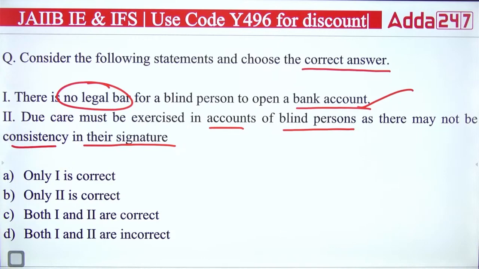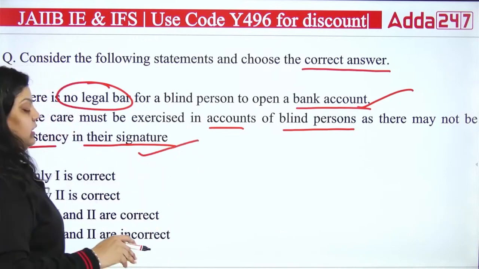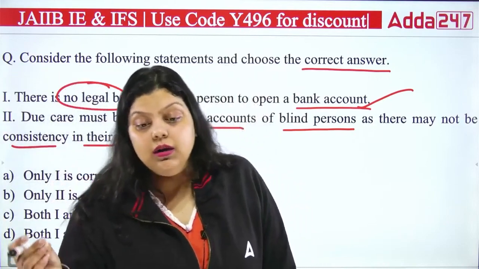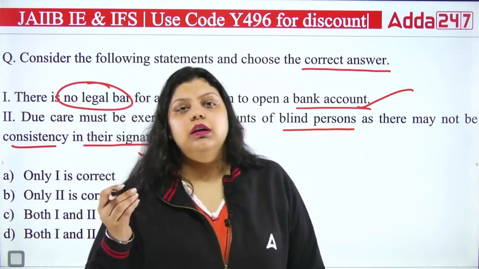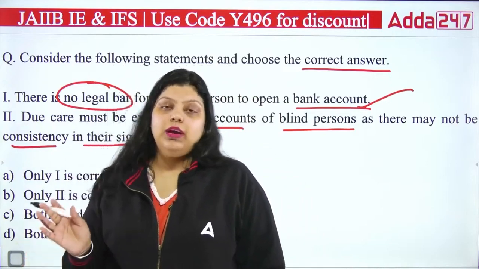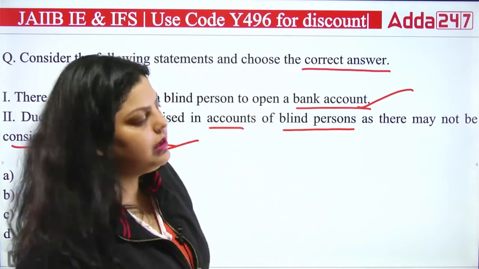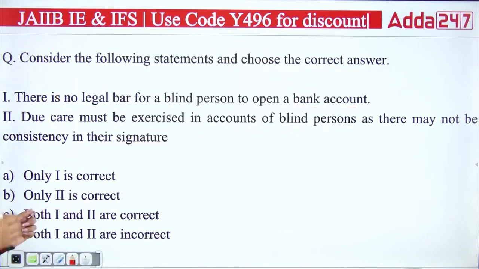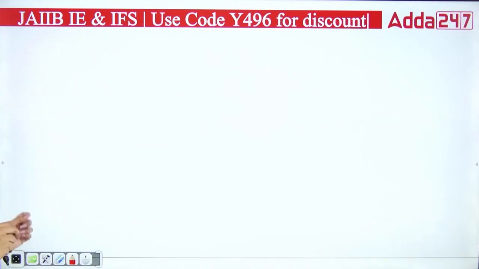The second is saying due care must be exercised in the account of a blind person as there may not be consistency in their signature. That's true. Every time they sign to perform any task, there might be a slight difference, a lot of difference in their signature. So that's why a lot of care has to be taken while making the blind person perform the transaction. It means both the statements are correct here. Both the first and second statements are correct. The right answer will be C.